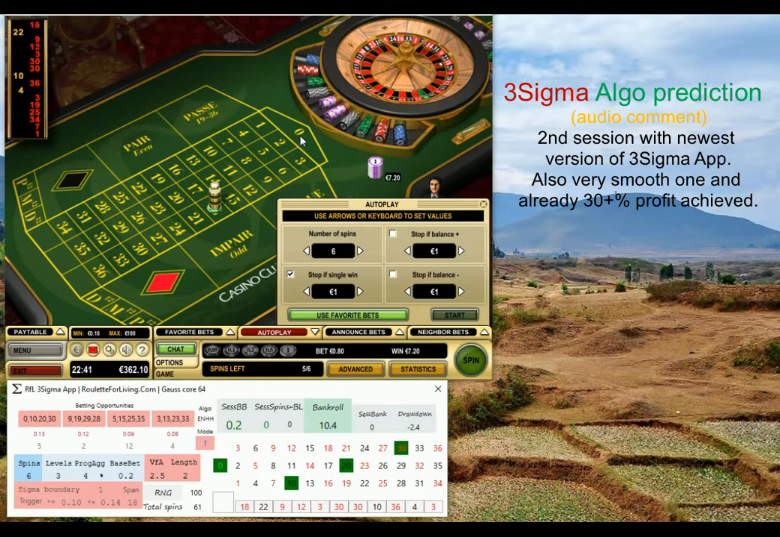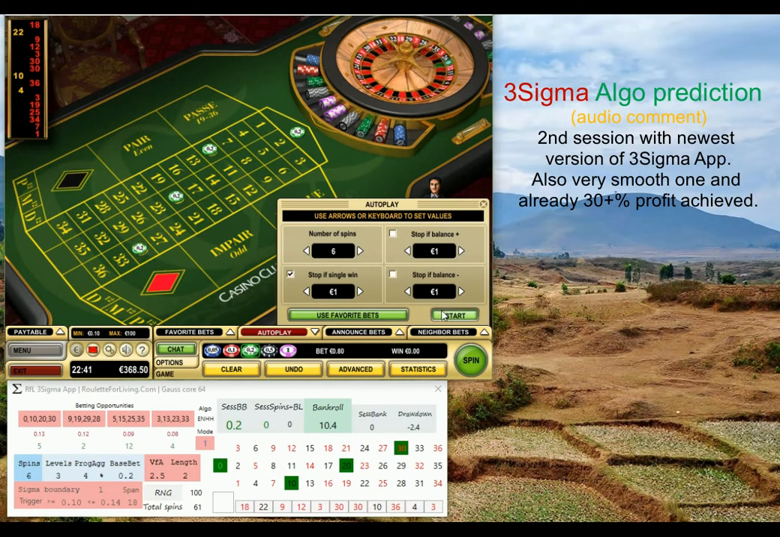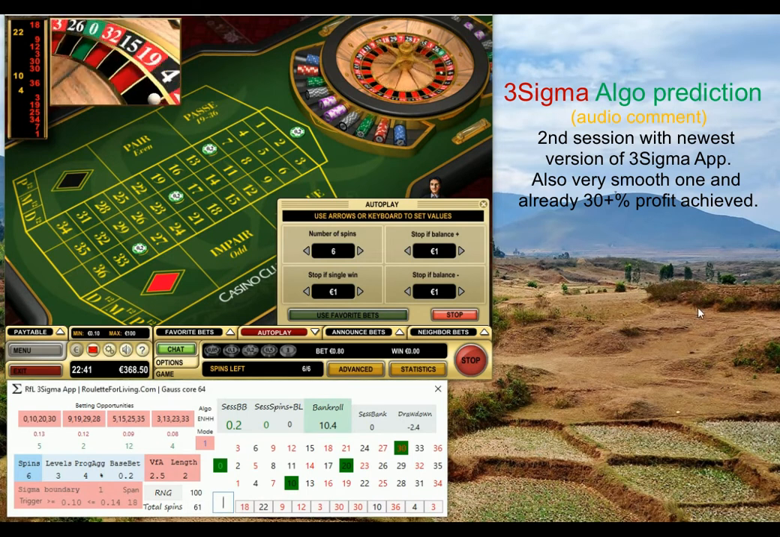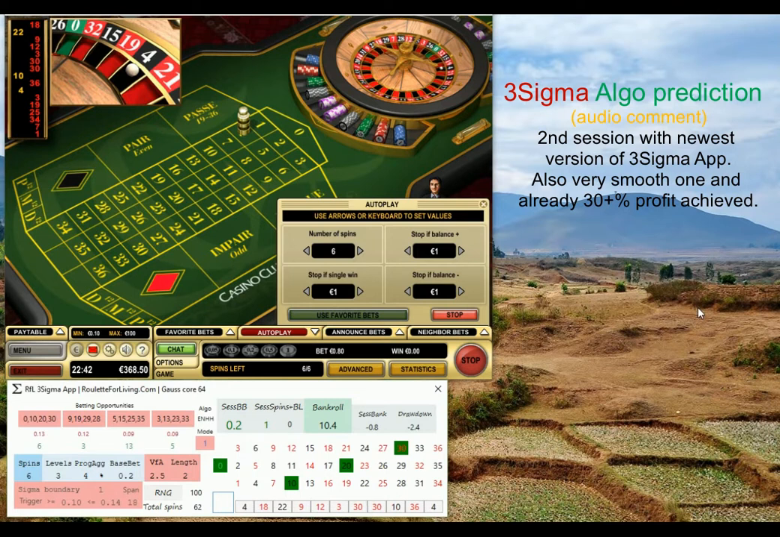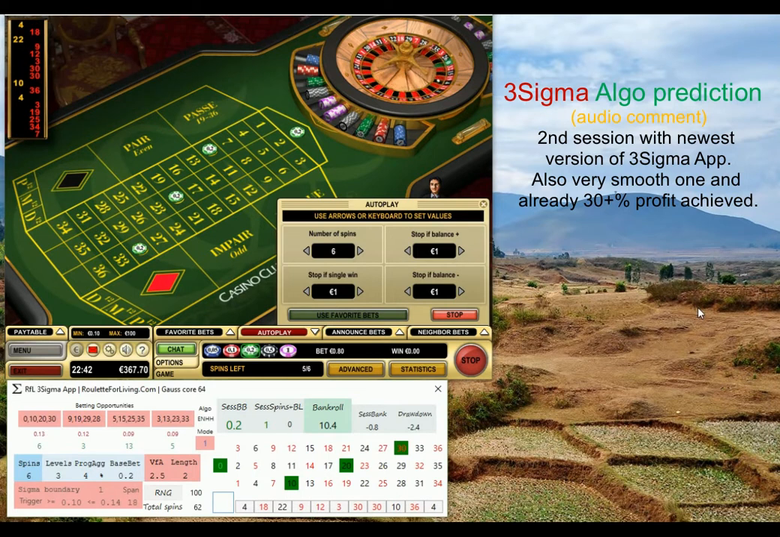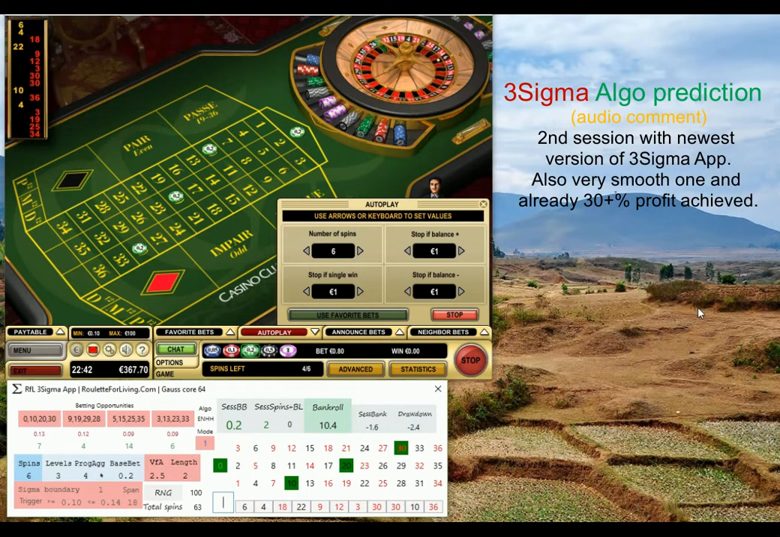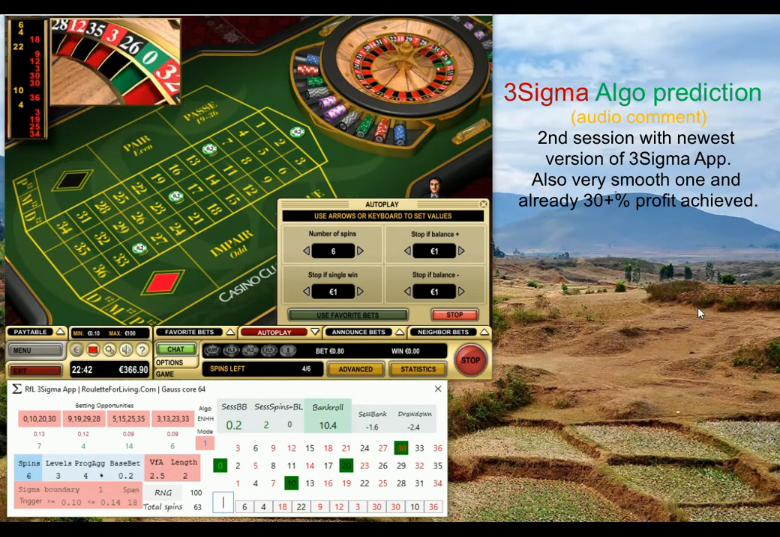If I summarize these two sessions, the previous one and this one, from 300 I'm reaching 400, which is more than 30% profit. I could make a withdrawal, but I decided to continue. Of course, I will try to do my best and apply the same settings for the next sessions also at Casino Club and see how everything looks.